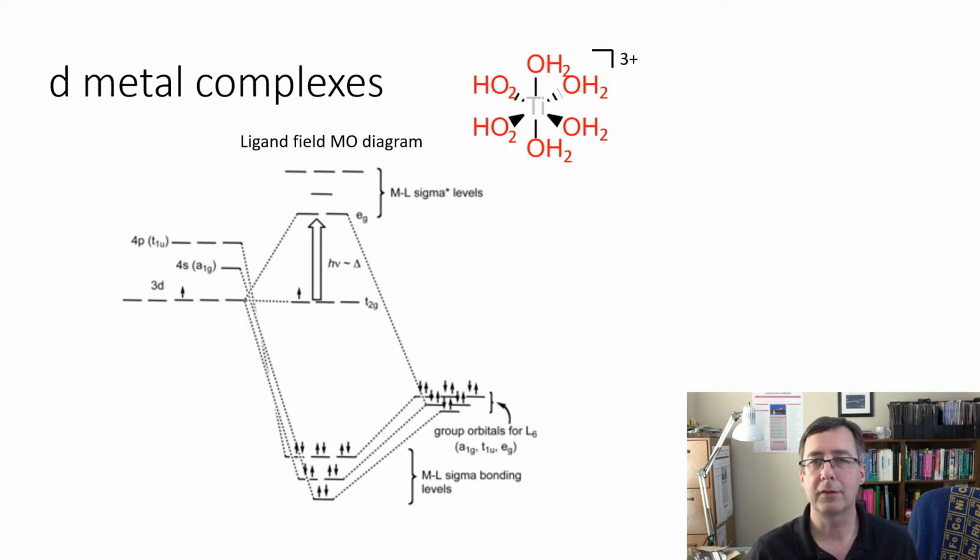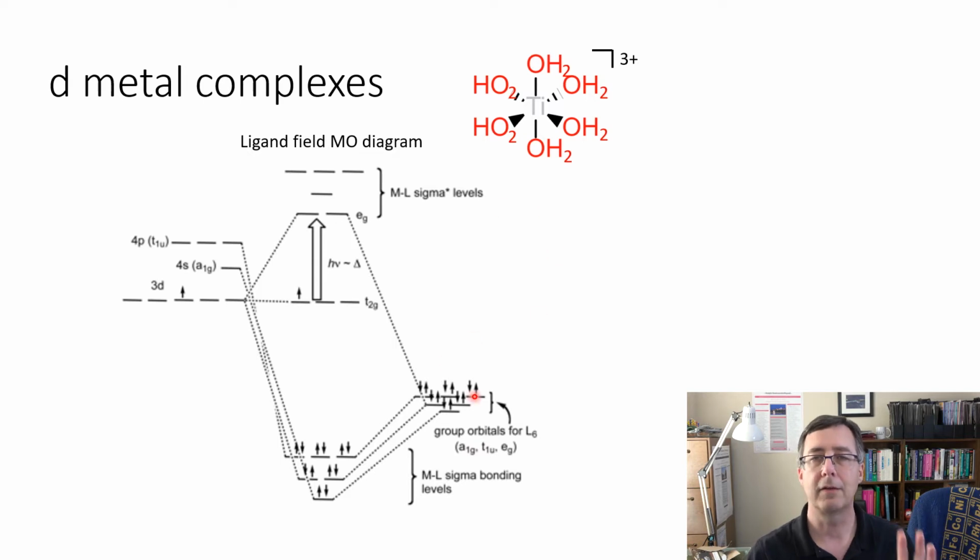For these complexes, it involves a kind of an extra step. Normally, in a diatomic molecule, say, you'd have one atom on the left and one atom on the right, and in the middle you'd show the molecular orbitals. Here I've got one atom on the left, titanium, and on the right, I've got all these waters.